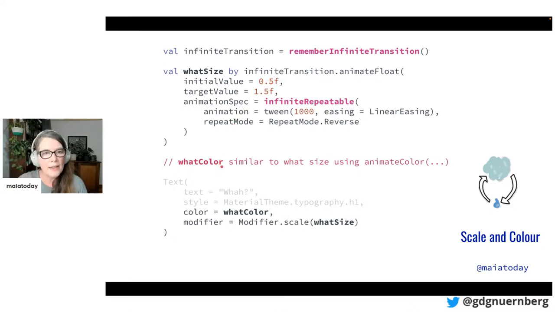And the color is a very similar description. I haven't got the code here. It's just using animate color instead of animate float and the different values over there. And then it's as simple as our text. We just say what the color is and we scale it to what the size is from this float value.